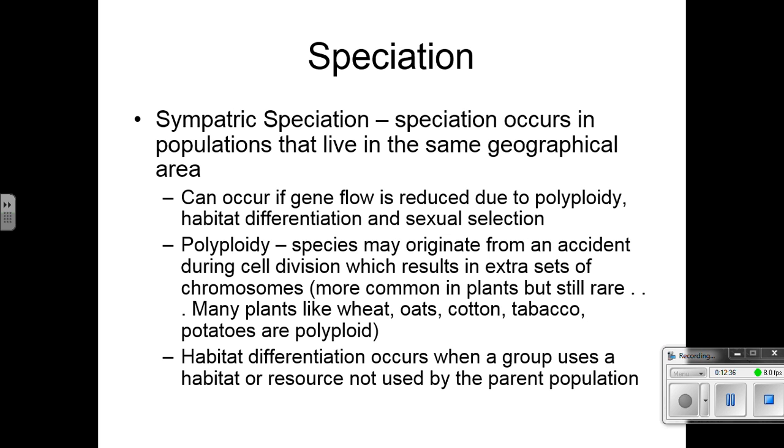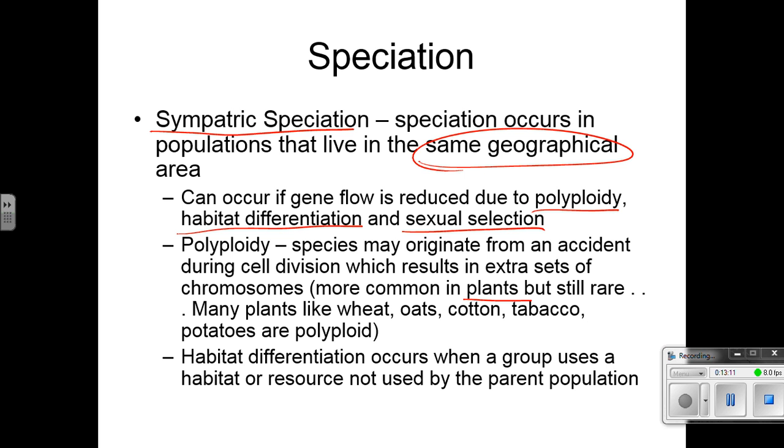Let me go back. Sympatric speciation is one that occurs where they still undergo some kind of reproductive isolation, but they're in the same geographical area. It can occur if gene flow is reduced due to polyploidy, that means extra sets of chromosomes, or the habitat is somehow differentiated, or there's some sexual selection going on. Polyploidy means species have originated from an accident during cell division, which results in extra sets of chromosomes, more common in plants, but it's still fairly rare.